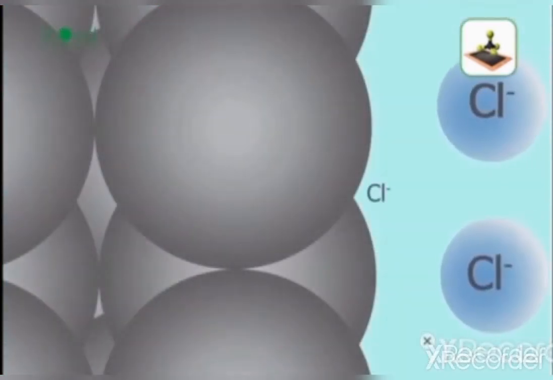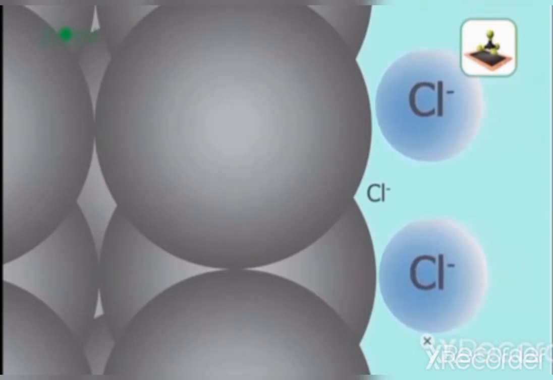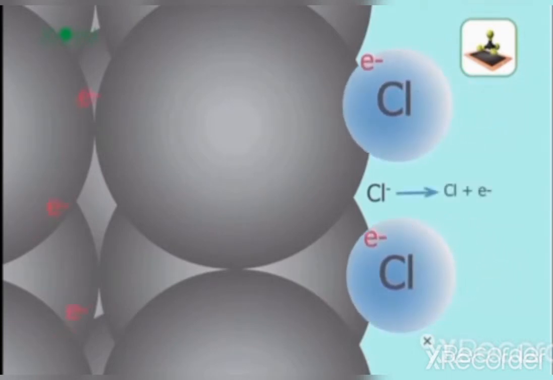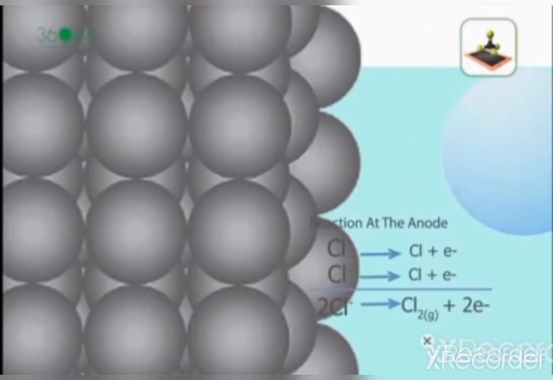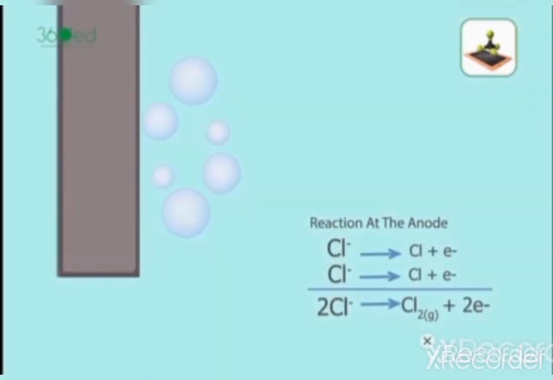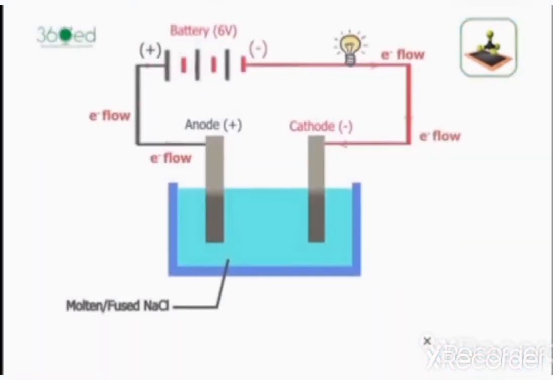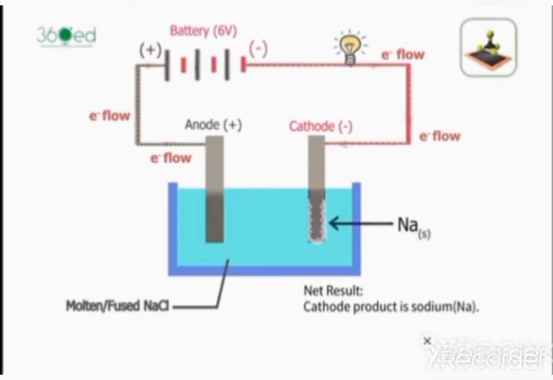Similarly, chloride ions give off electrons at the anode and discharge into chlorine atoms. Chlorine atoms combine with each other to become chlorine molecule. Chlorine gas is evolved at anode. As a net result, we get sodium as cathode product and chlorine gas as anode product.